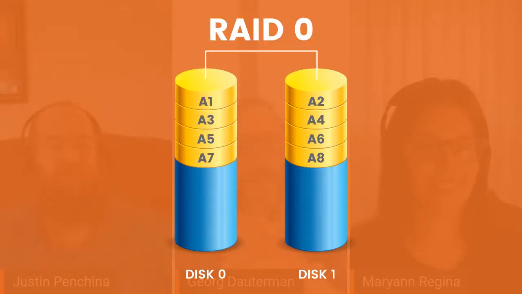This is referred to as striping, and you can see if you've got two disks, disk 0 and disk 1, the first block A1 is written on one drive. The second block A2 is written on the next drive, and so on. So the data is split between two drives. I like to remember RAID 0 as in you have zero protection with this.